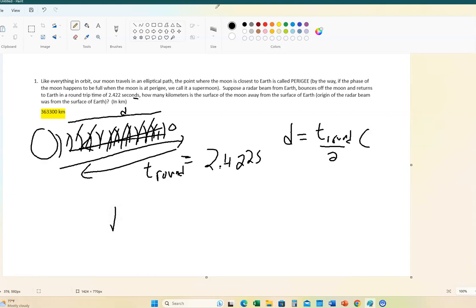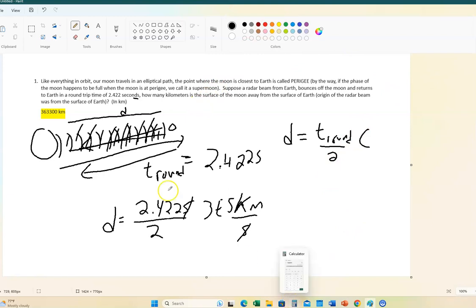So d is equal to 2.422 seconds divided by 2, and then we multiply it times 3 times 10 to the 5th, and of course, it's kilometers. I might have said meters. I didn't mean to. Kilometers per second, and notice the seconds cancel, so that'll give us an answer in kilometers. Let's get our scientific calculator and take a look at this.